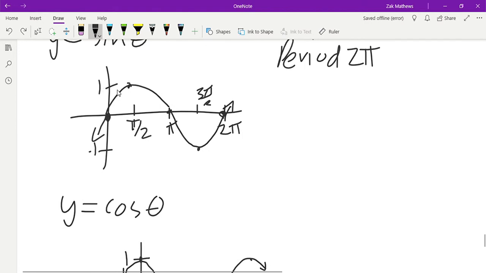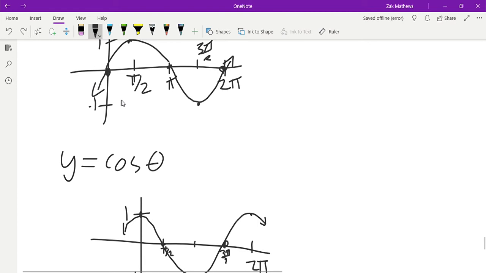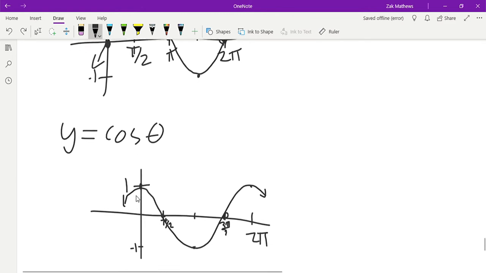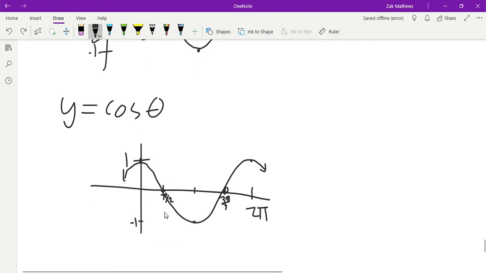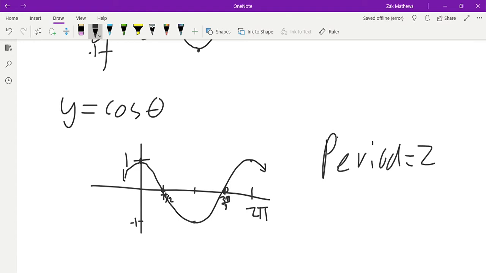Cosine started pi over 2 units off, and remember with the cofunctions, we said that we could relate sine and cosine through a shift of pi over 2. And so once again, we see that pi over 2 difference, just like we saw with the cofunction identities. And just like with the sine, we can say that our period is 2 pi. It takes a full 2 pi to complete our wave.